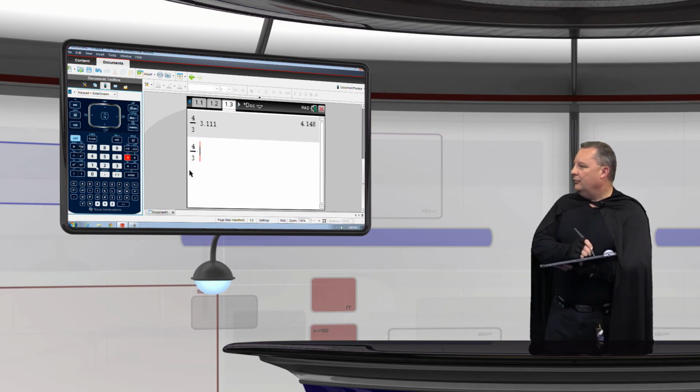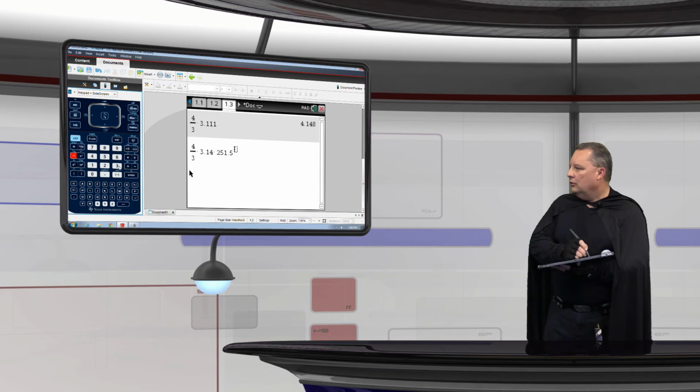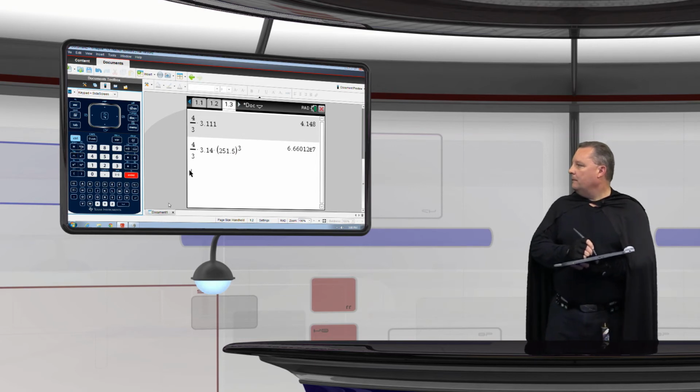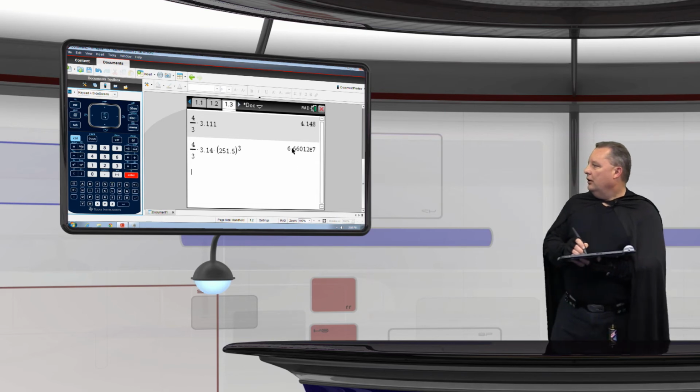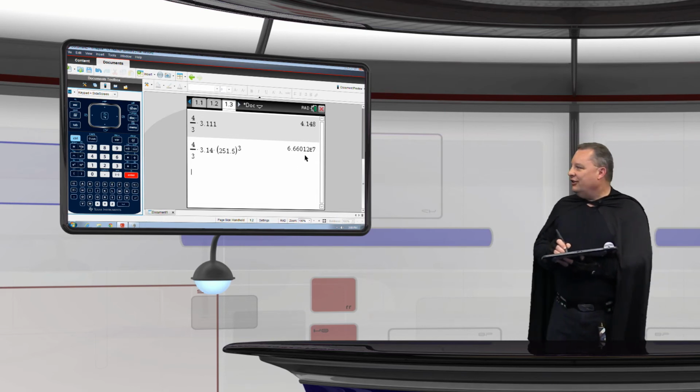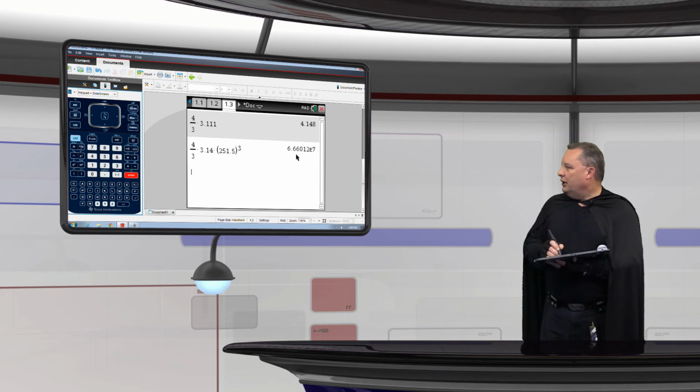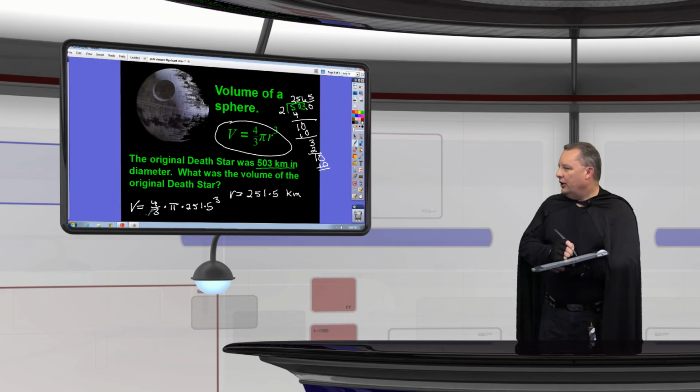Four thirds times 3.14 times, and our radius that we calculated was 251.5 cubed, or 251.5 raised to the 3rd power. Press enter. And notice the number that it gave me. That's in scientific notation. So that's going to be 6.66012. Let me transfer that over.